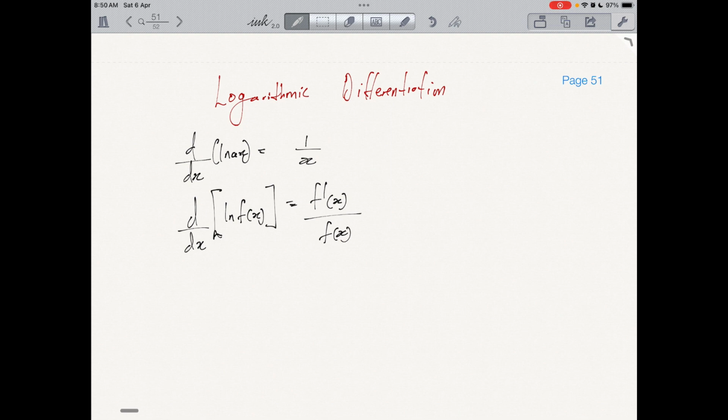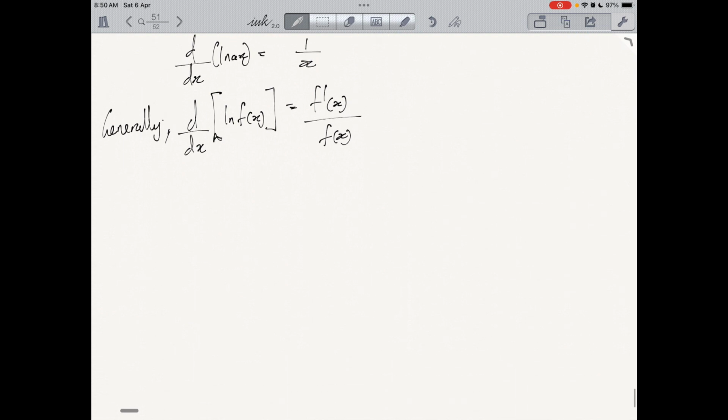Now, generally we can say that d/dx of ln f(x) is equal to f'(x) divided by f(x). So let's take, for instance, y is equals to ln 3x. Now we know when we differentiate this, dy/dx, all we would have is 1 over x when we follow this principle.